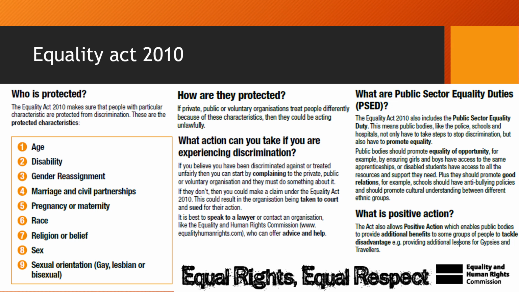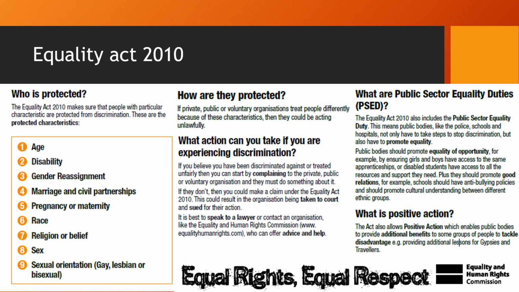I know recently, for example, around Christmas time, veganism, I think, was incorporated into the belief element of a protected characteristic to prevent discrimination. So these are updated and changed as we go, so do keep an eye on them, and particularly events in the news. Now, what this means, how they're protected, is that any private, public, voluntary organisation that treats people differently because of these different characteristics could be breaking the law.